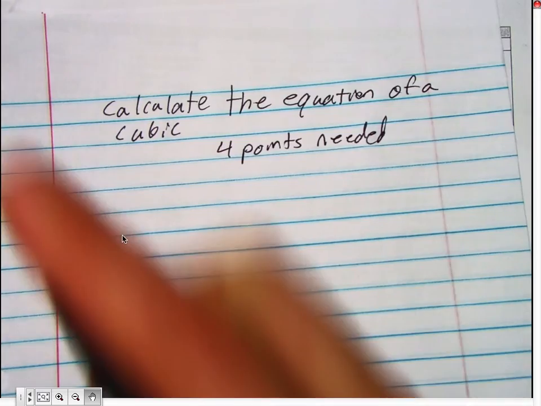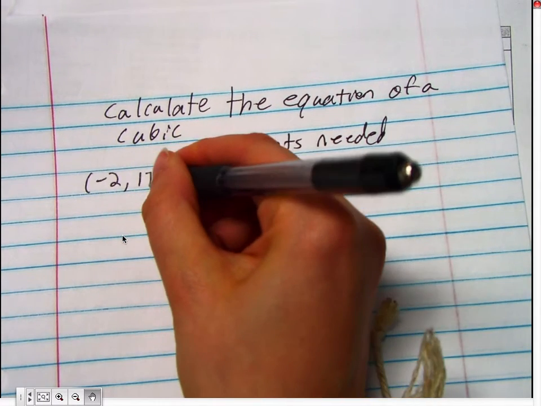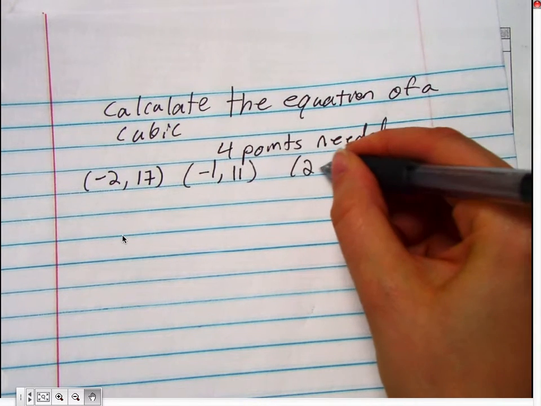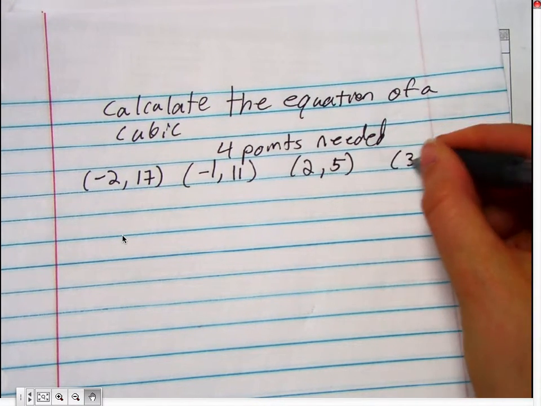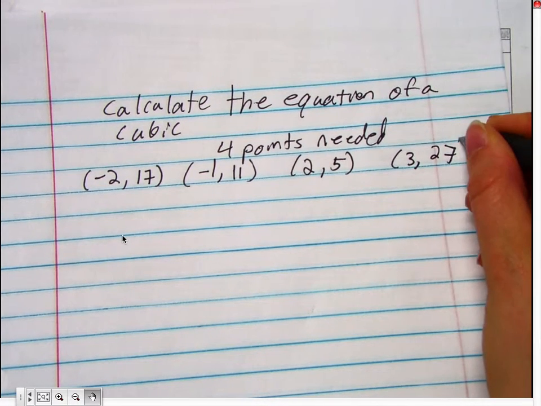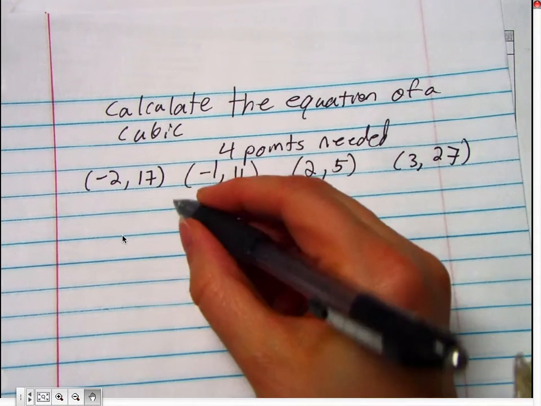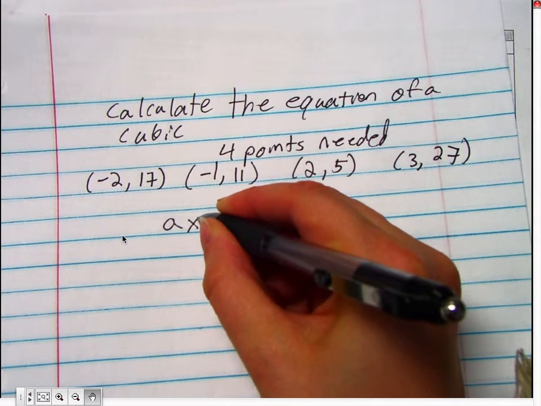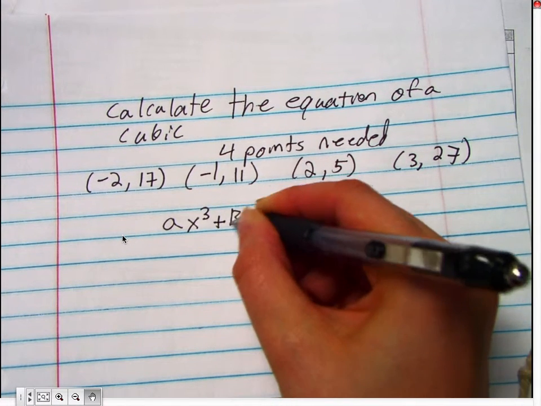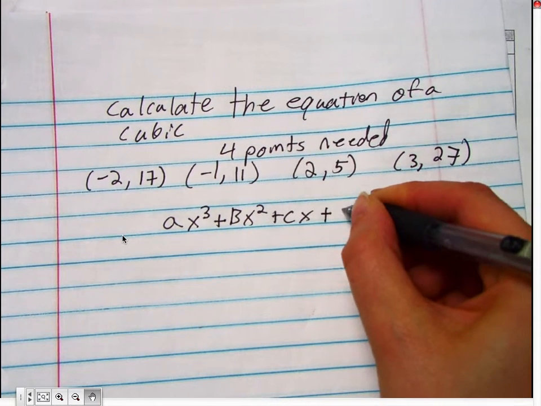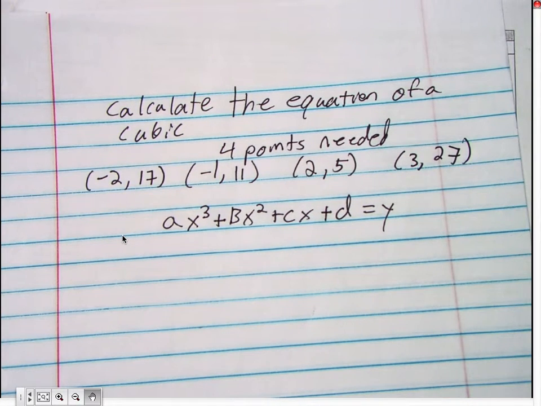Okay, here are my 4 points. -2, 17. -1, 11. 2, 5. And 3, 27. Okay. What does a cubic equation look like where I have like A's and B's in it? Do you guys know? AX cubed plus BX squared plus CX plus D equals Y. Doesn't really matter what letters you're using, just so you know that it goes like that.